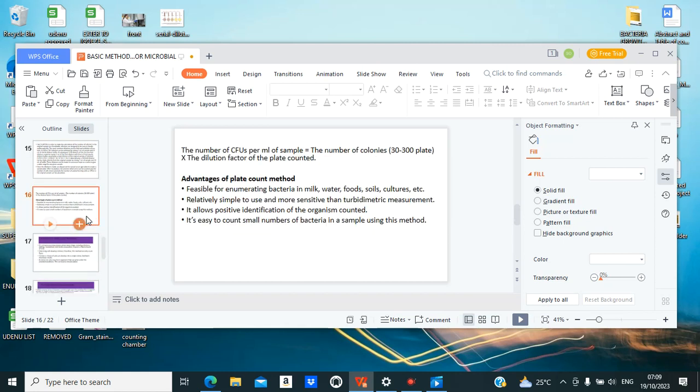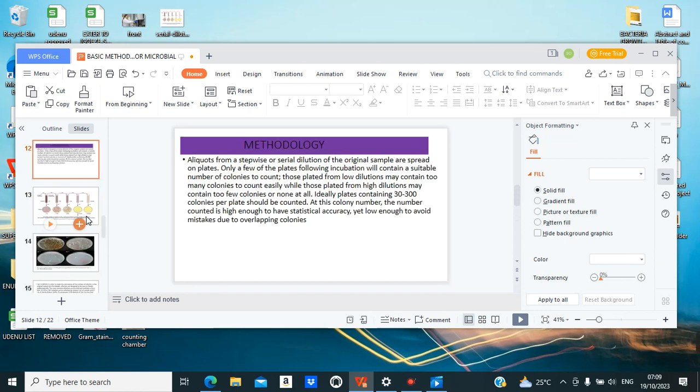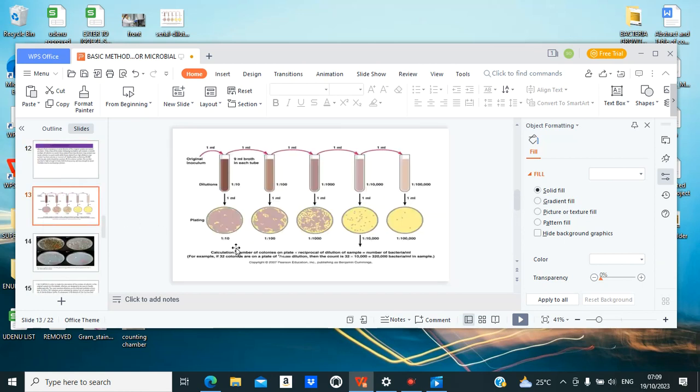And I'm now going to be talking about the advantages. Importantly, I wanted to mention that for you to calculate, you're going to take the number of colonies that you have and multiply it by your dilution factor. That is how you get the colony forming unit for each plate.